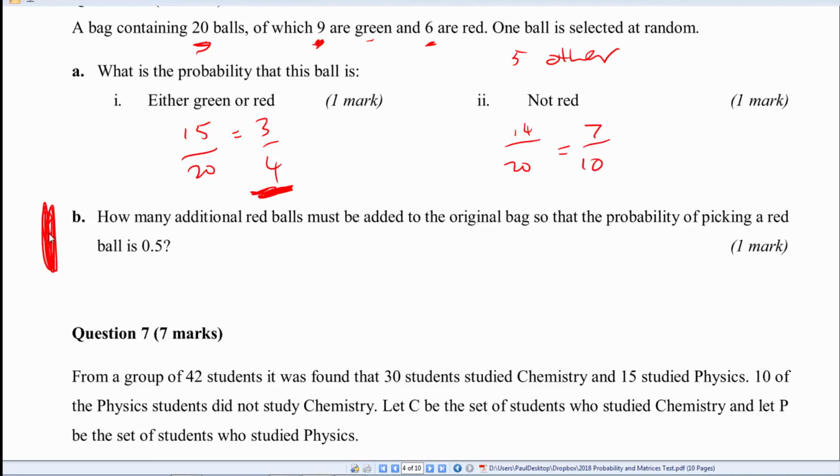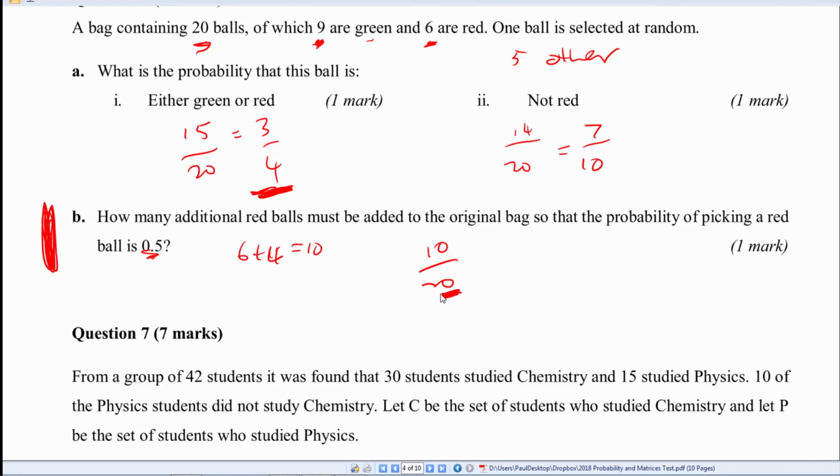Alright, this is a corker, this question, and not many of you guys got it right. How many additional red balls must be added to the original bag so the probability of picking a red ball is a half? Alright, so what you noted here was that there's 6 red, and most of you said, well, look, let's just throw 4 more reds, that will make it 10 out of 20, okay? So you said 6 plus 4 equals 10, and that'll make it 10 out of 20 balls.